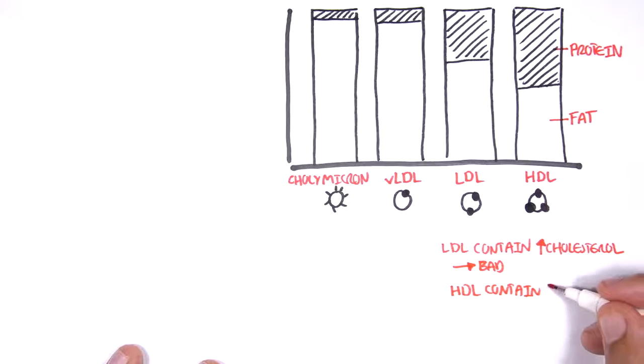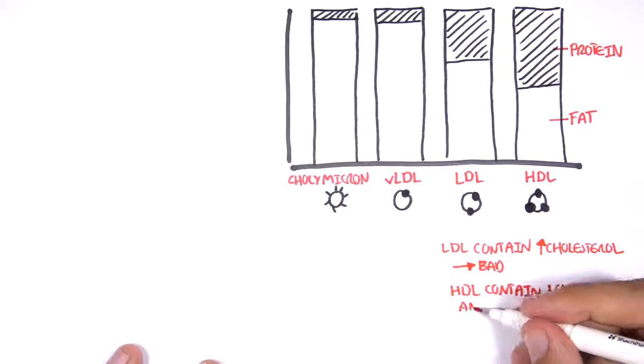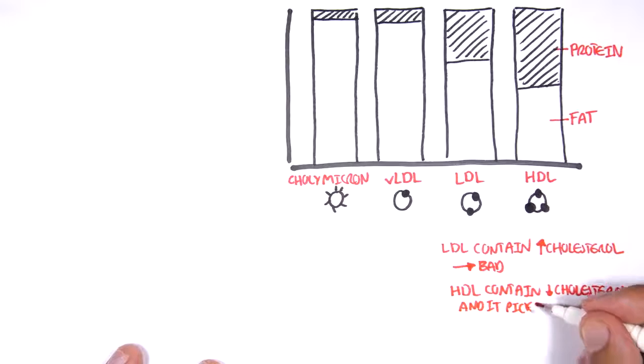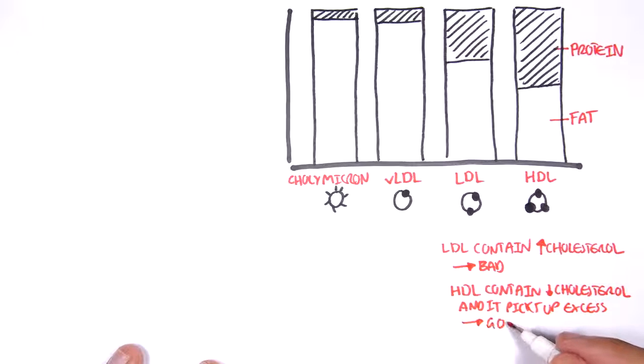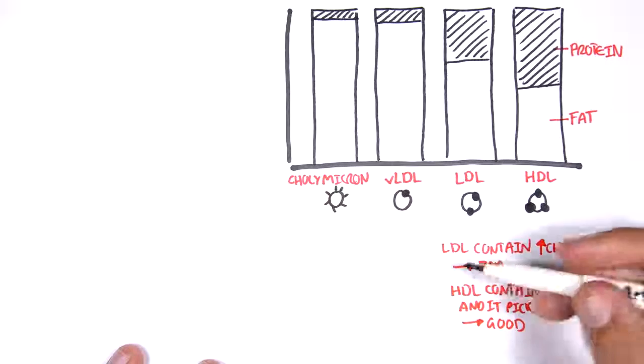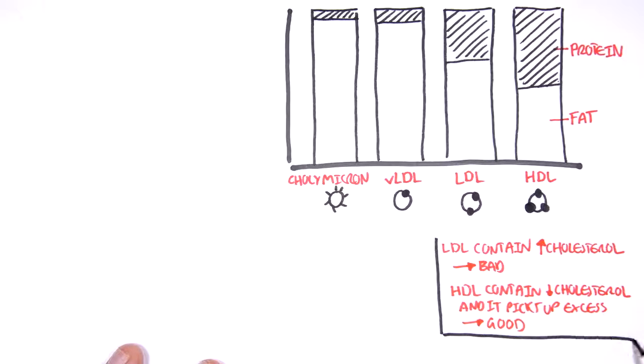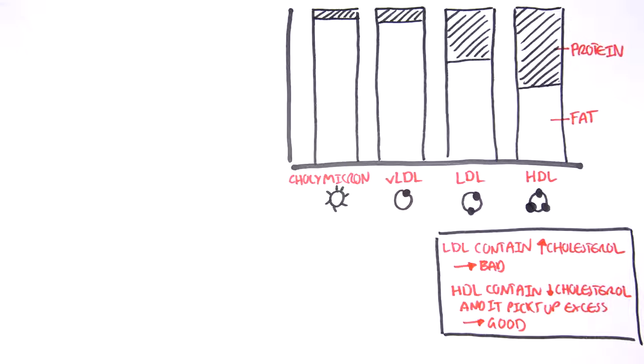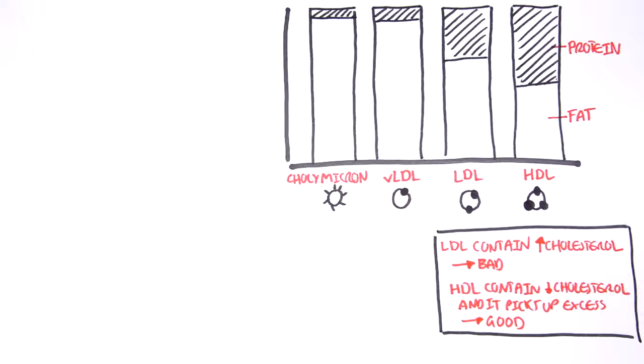The lipid content of HDL, so the lipid content of the high density lipoprotein, actually contains less cholesterol and actually is responsible for picking up excess cholesterol from tissue and then bringing it back to the liver. And so we say HDL is good. So LDL is bad, HDL is good. In reality though, LDL is not that bad. It's just when we have high amounts of LDL that it's bad. We need LDL, we need cholesterol.